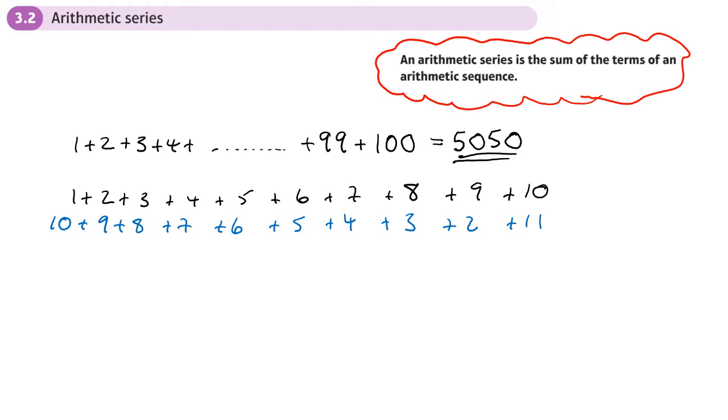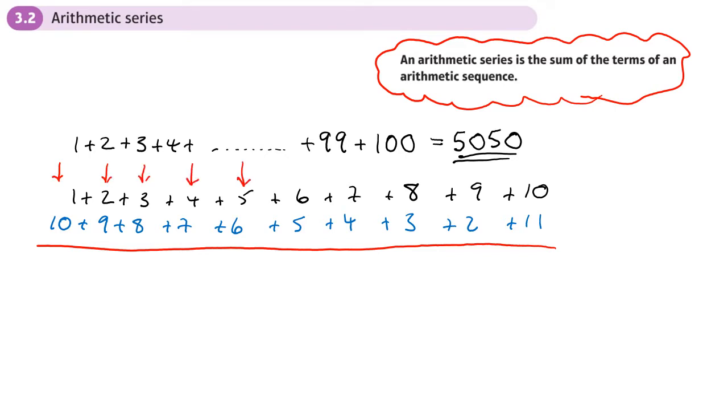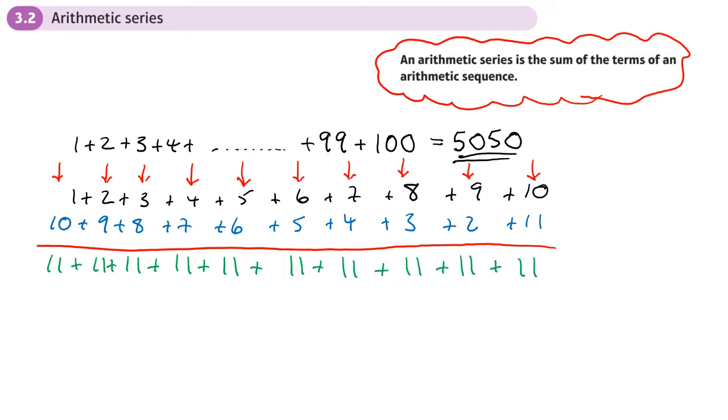Now, if you add together each column, each pair of numbers, you'll notice something. So I'm adding together each of these columns here, and what you'll notice is they all add to 11. So 11, 11. So each column adds to 11. Now, how many lots of 11 have I got? That should be easy to work out. I've got 10 sets of numbers. So the sum of that is 10 times 11, which is 110.